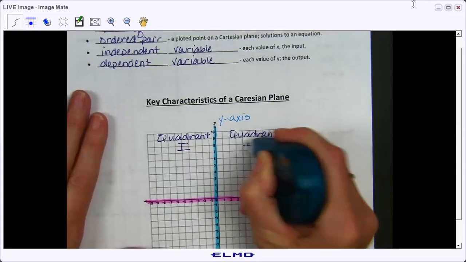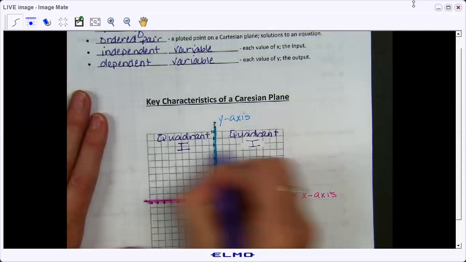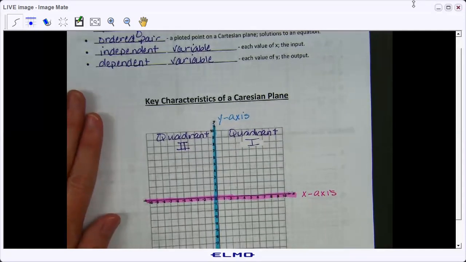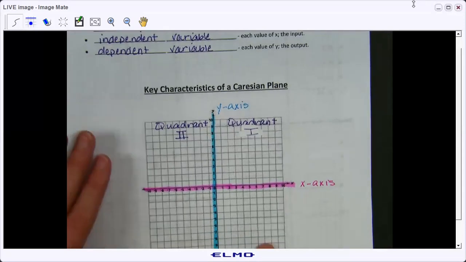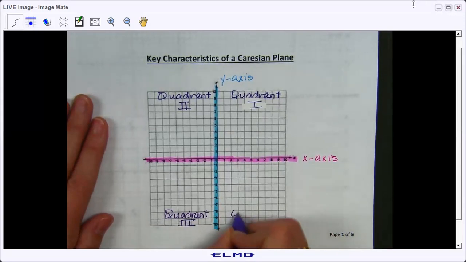So here we go. This is quadrant 1. This is quadrant 2. Thank you, guys. This one right here is quadrant 3. And this one is quadrant 4.